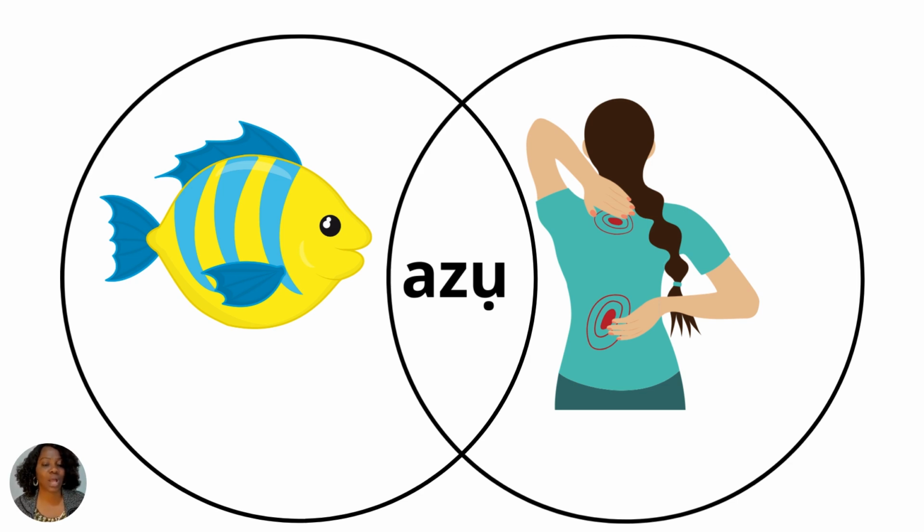And then we have this one, azu. So when you spell it azu, it could be, in that case, fish. Azu, fish. You have azu, back. Azu, back.